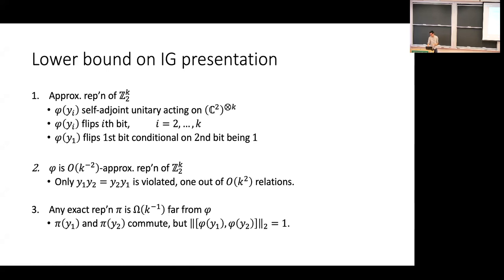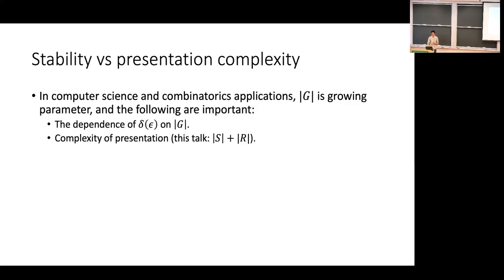Okay, so now you can see, the stability results do depend on the specific presentation you choose. And why do we care about this? Well, like I said, I'm a computer scientist, and in a lot of these computer science and combinatorics applications, we're really thinking about a sequence of groups, and so the size of the group is a growing parameter, and we really care about the dependence of the modulus of stability on the size of the group, and also the complexity of the presentation. By this, I mean, at least in this talk, complexity is just a stand-in for the number of generators plus the number of relations.